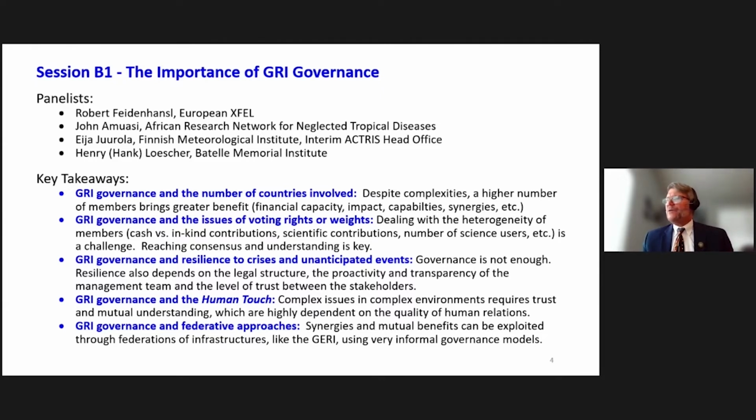And lastly, note that these benefits can be exploited through federations of infrastructure like the ICRI model, using very, very informal governance models. So it doesn't only have to be formal. You can just drive extensive benefit from very informal governance models.